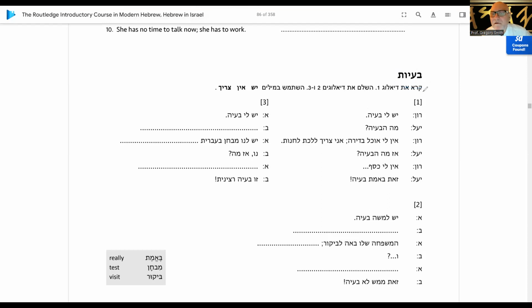Okay, so Kara et dialogue. So read the dialogue. Dialogue. Kara et dialogue. קרא את דיאלוג. Missing an aleph in there. קרא את דיאלוג. Dialogue. Okay, so read the dialogue.